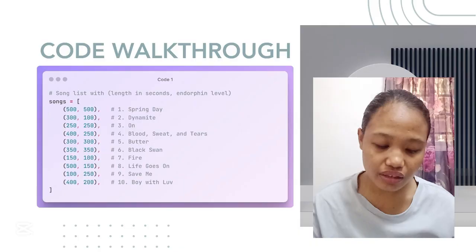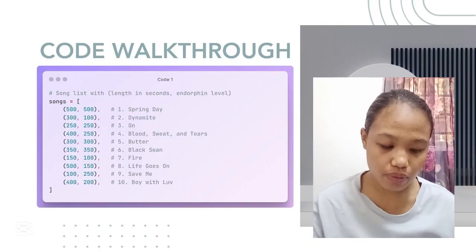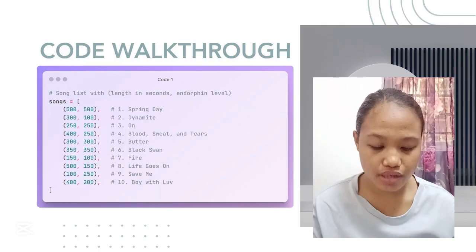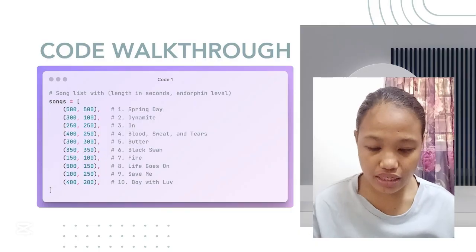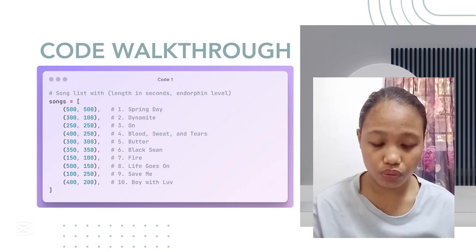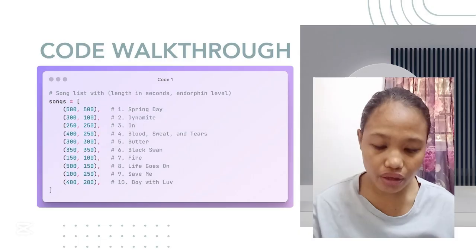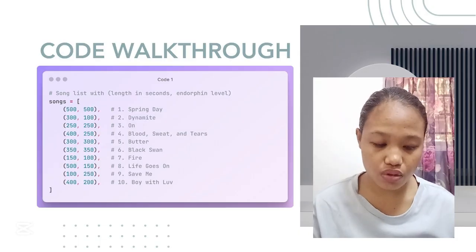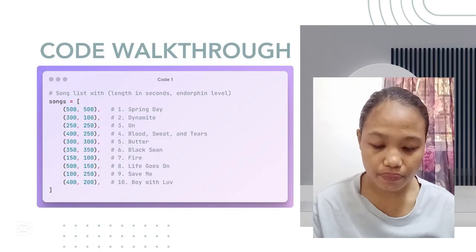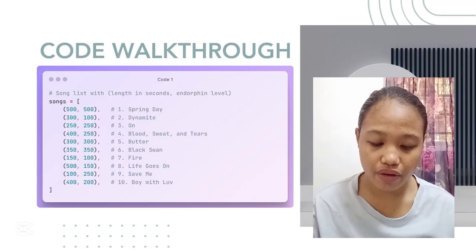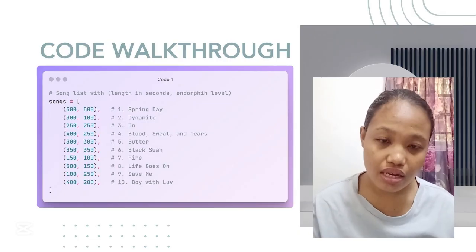In this code, we calculate the maximum endorphins one can achieve from listening to a set of songs within given durations. It utilizes a dynamic programming approach to optimize song selection. So, for the code overview, let's come now to the song data structure, which is code 1 or image 1, where the list songs contains tuples where each tuple represents a song by its length in seconds and its corresponding endorphin level. For example, the entry 500, 500 represents a song of 500 seconds that provides 500 endorphins.